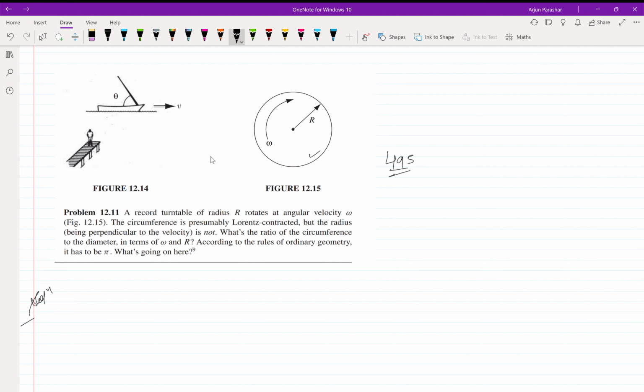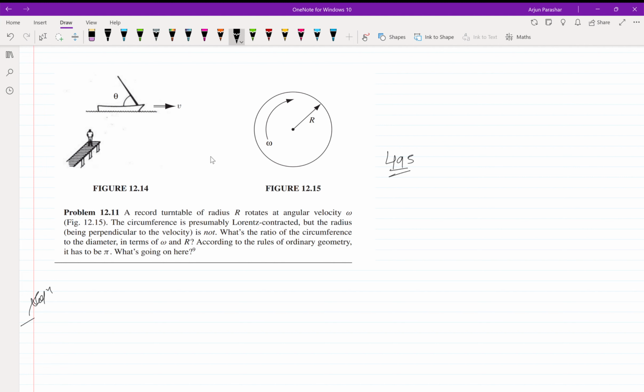As we have discussed, the thing that is in the direction of that rotation, or you can say the direction in which the object is moving, only that thing contracts. So here omega is in the direction, so this circumference is contracting. What is the ratio of circumference to the diameter? So we need to calculate the ratio.